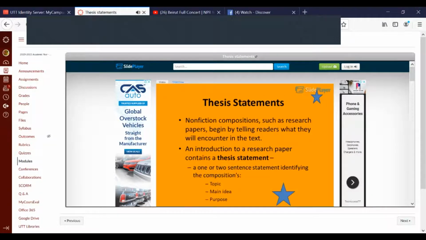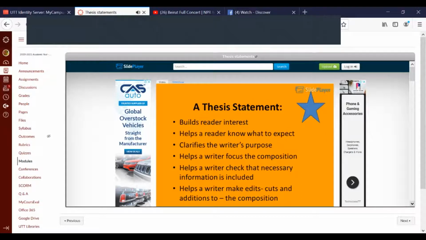Thesis statements. Nonfiction compositions, such as research papers, begin by telling readers what they will encounter in the text. An introduction to a research paper contains a thesis statement: a one or two sentence statement identifying the composition's topic, main idea, purpose.